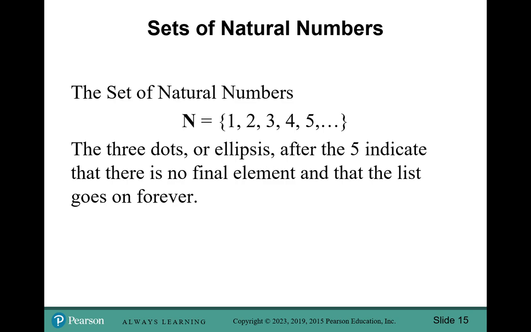The 3 dots or ellipsis after the 5 indicate that there is no final element in the set and the list goes on forever. This itself would be what we eventually call an infinite set, and we will hit that definition shortly.